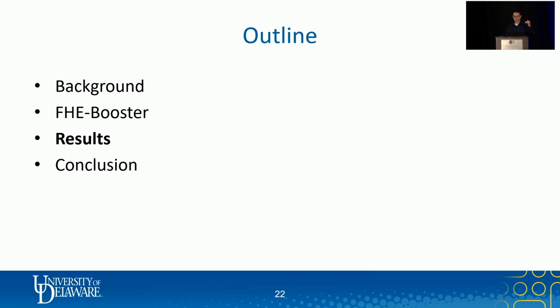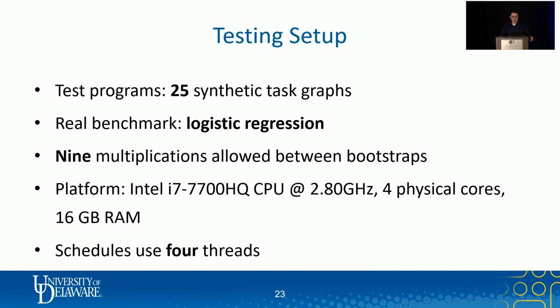And so we'll use that to run some experiments, and I'll show our results here. So this is how we set up our tests. We generated 25 what we call synthetic task graphs, and these are essentially randomly generated programs that we generate in a way to be similar to realistic FHE programs. And we also use a real benchmark, which is a logistic regression program. We set up our FHE parameters so that there are 9 multiplications allowed between bootstraps. We have our laptop platform listed here, the hardware. And we generated the schedules to use 4 threads.